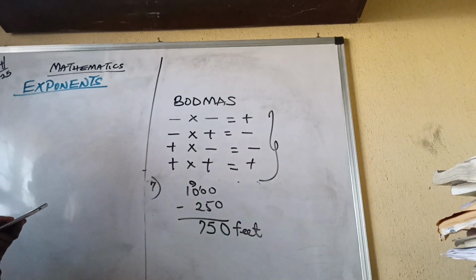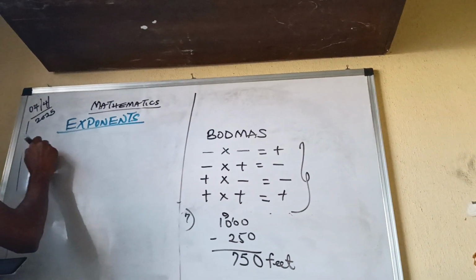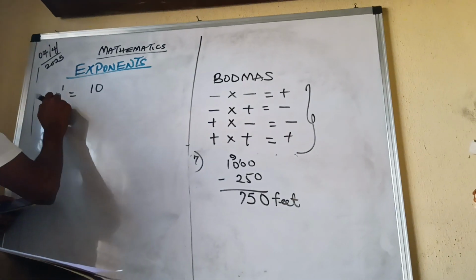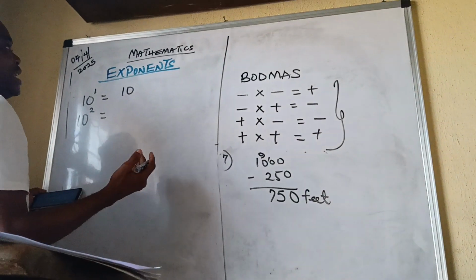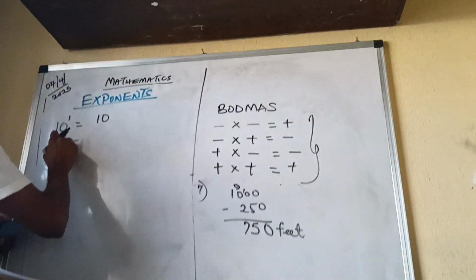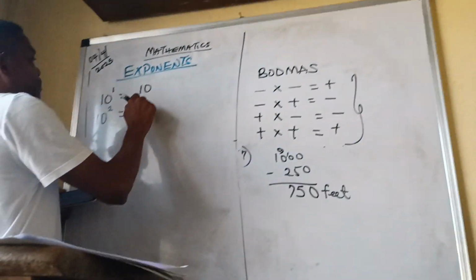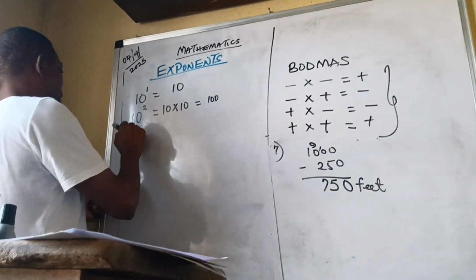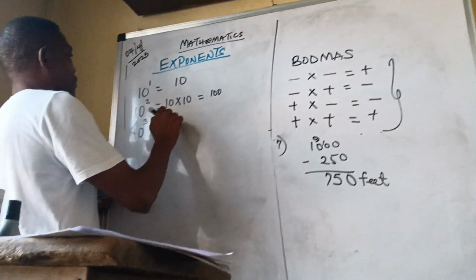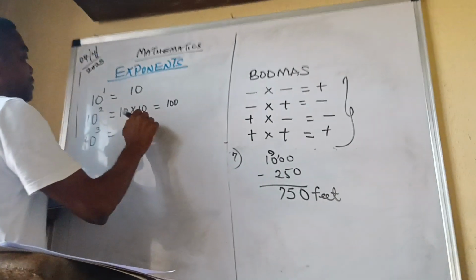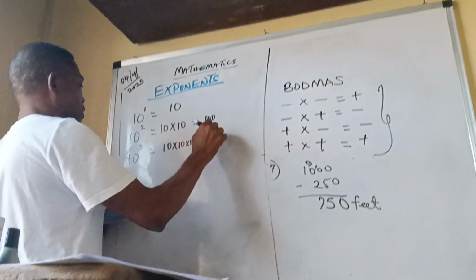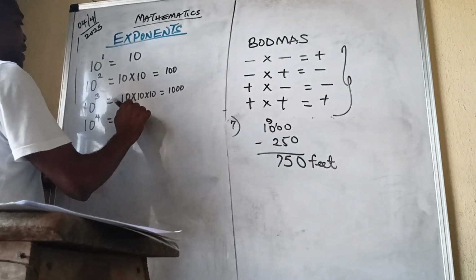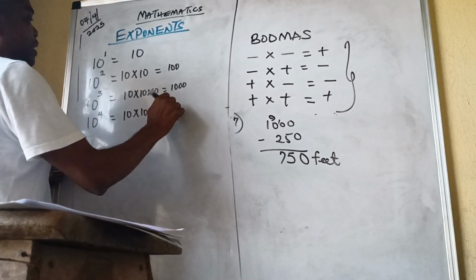Now we have 10 raised to power 1 will give me 10. 10 raised to power 2. We already have the idea. The power is 2, the base is 10. 10 multiplied by 10. That is 100. We have 10 raised to power 3. We give it 10 appearing 3 times. That is 1000. Then 10 raised to power 4 is 10 times 10 times 10 times 10.